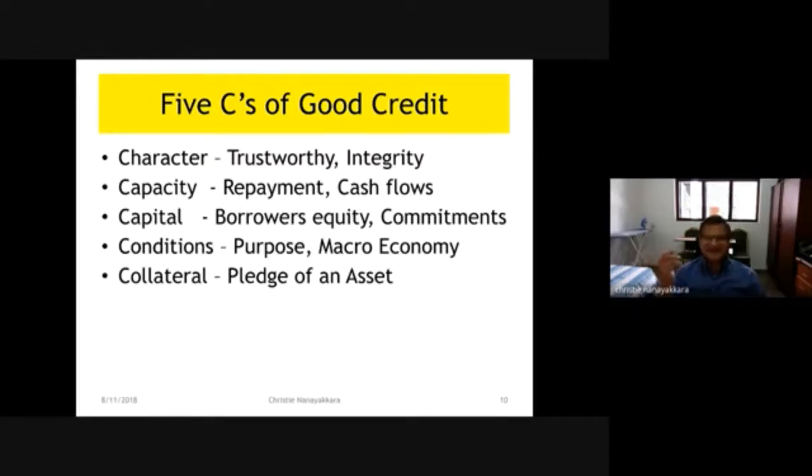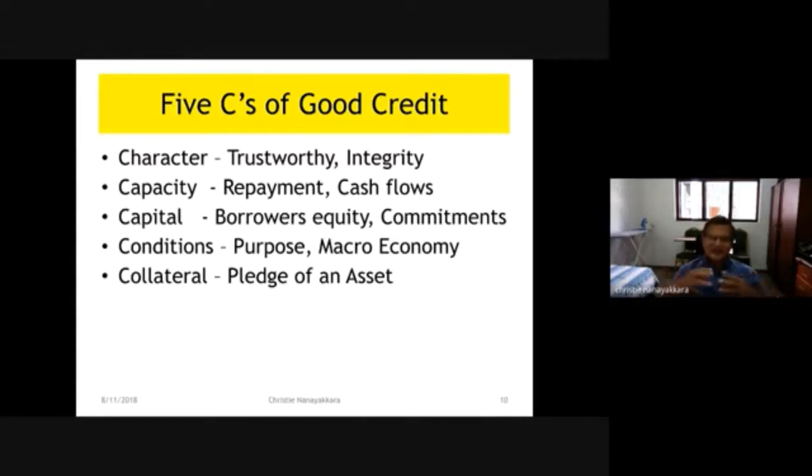Second item is capacity. I told you loans can go bad by looking only at the collateral instead of cash flow. So capacity is his ability to repay, and repayment comes from his cash flow. Take an individual customer. If he has employment with a guaranteed salary on a monthly basis, leaving aside all the other commitments, if he has a surplus, we can always say he has the capacity to pay. Capital, here I mean, is the borrower's equity.